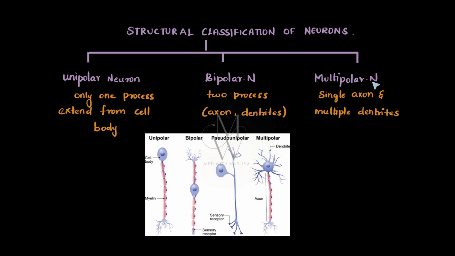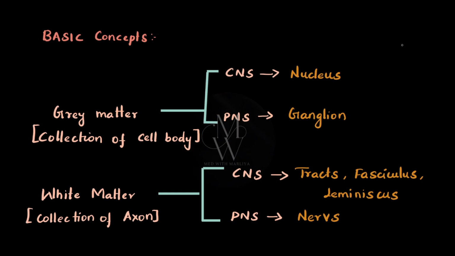And multipolar neurons. In a multipolar neuron, we have a single axon and multiple dendrites. This is the cell body. We have a single axon and multiple dendrites. This is a multipolar neuron. Before learning the anatomy of the nervous system deeply, let's learn some basic concepts.